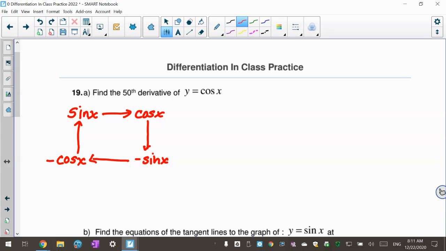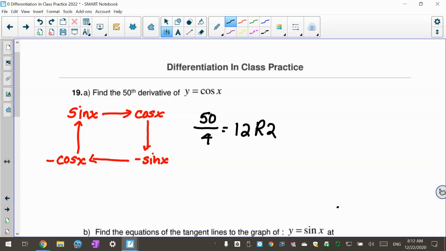So I want to find the 50th derivative of cosine. If I start, the first derivative would be here, second, third, fourth, and I could keep counting. But you'll notice this square has 4 derivatives in it, or 4 functions, I should say. If I take the 50th derivative and divide it by 4, it goes in 12 times, which means I'm going to go around this square 12 times with a remainder of 2.